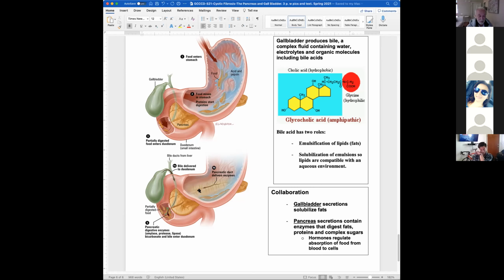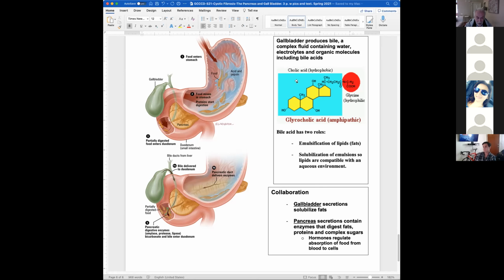Well, the gallbladder secretes bile. And if you look on this diagram here, the main component of bile that we're concerned about here is glycocholic acid, this amphipathic molecule, which has a nonpolar end and a polar end. And that allows it to emulsify fats. So much of what we eat is fat, and in order to be able to digest that, it needs to be made soluble in water.